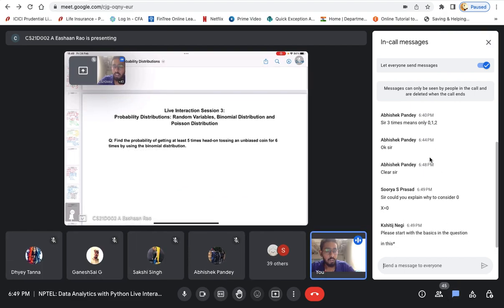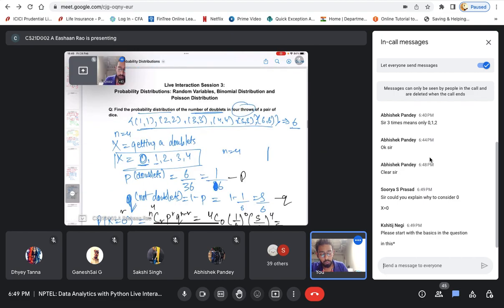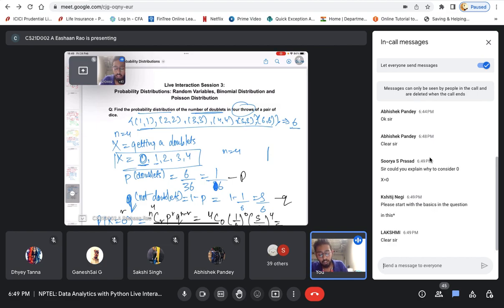Could you please explain why we consider x equal to 0? So x equal to 0 is for the scenarios where you throw the pair of dice 4 times, but in none of those 4 throws do you get a pair of doublet. That is, when I am throwing a pair of dice 4 times, none of these 4 times am I getting any of these values: 1,1, 2,2, 3,3, 4,4. I hope you are able to understand that. If not, please let me know one more time.